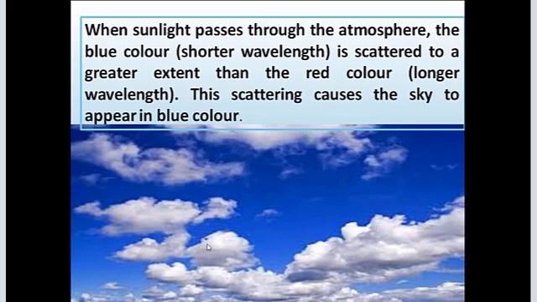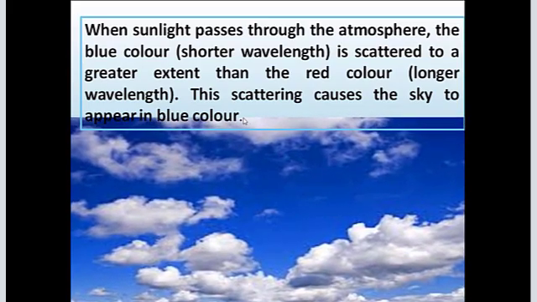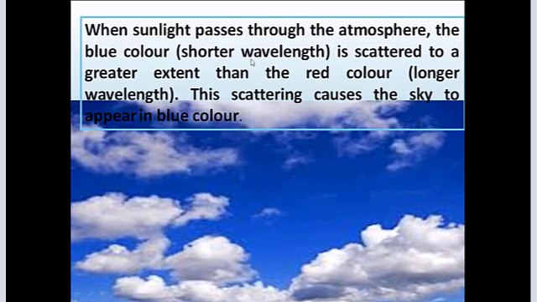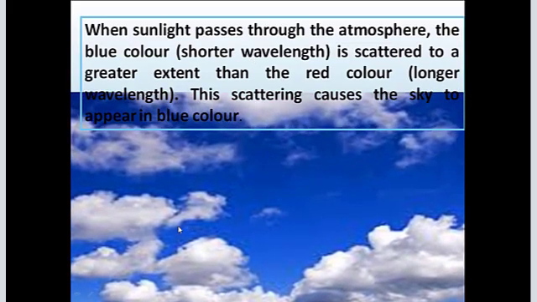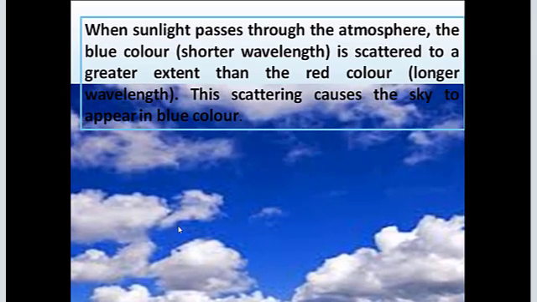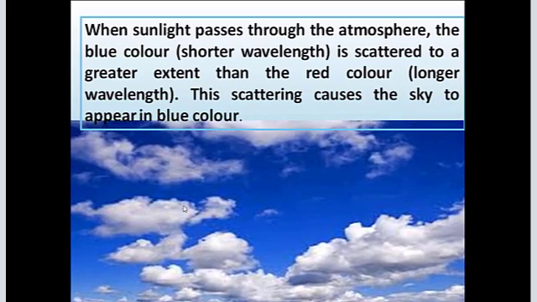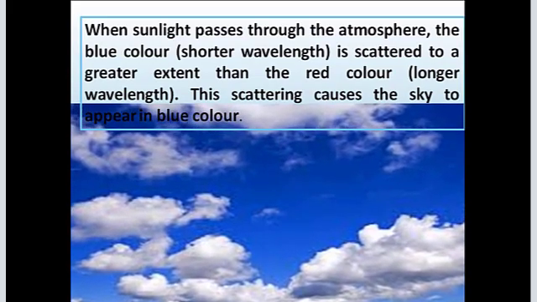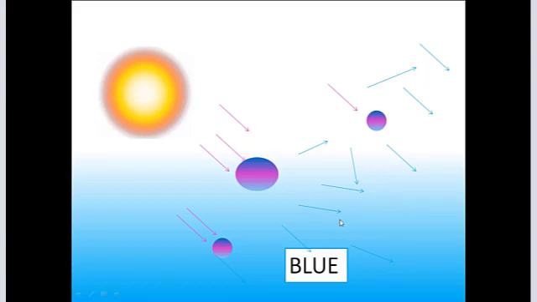When sunlight passes through the atmosphere, the blue color is scattered to a greater extent than the red color, so the sky appears blue. Now you can analyze why the sky always appears blue, because the lower wavelength particles are scattered away. This is due to the shorter wavelength of the light particles. Only the lower wavelength particles are scattered in a large amount, so the sky appears blue in color. Why does the sky appear blue? Because the scattered waves contain lower wavelength.